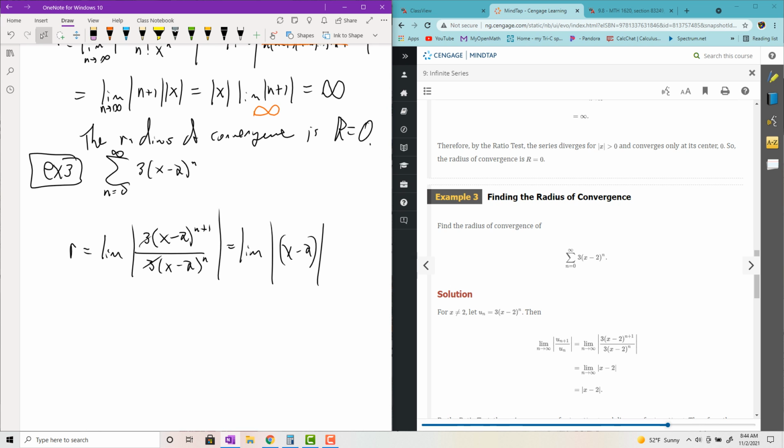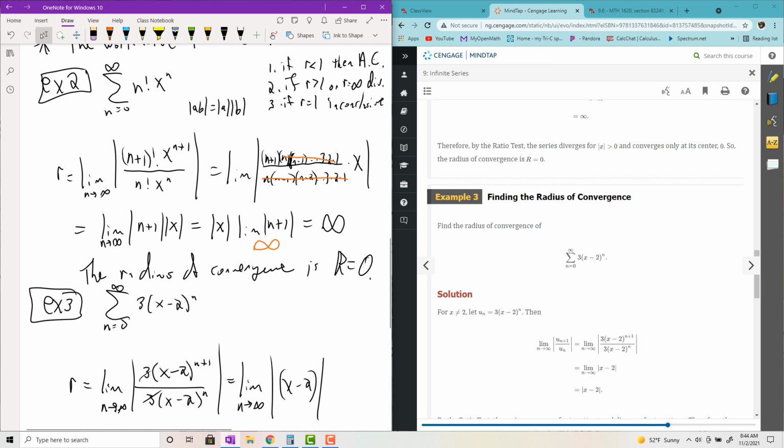That's just a constant with regards to the limit, because the limit is dependent on n, and that thing inside the limit right now is not. So you could factor it out and pretend it's (x minus 2) times the limit as n goes to infinity of 1. And the limit of a constant is just a constant. So you end up with the absolute value of x minus 2.